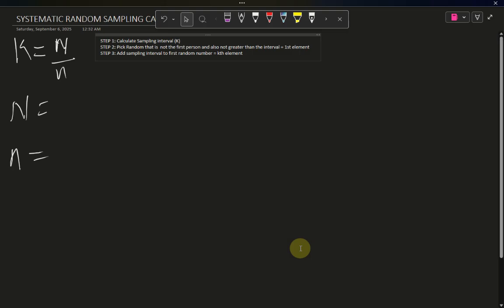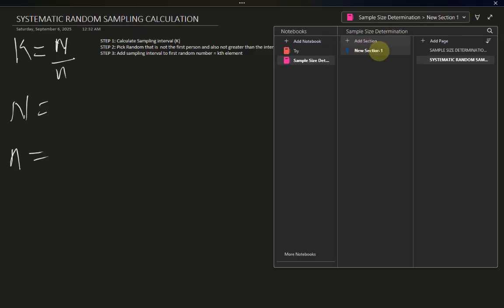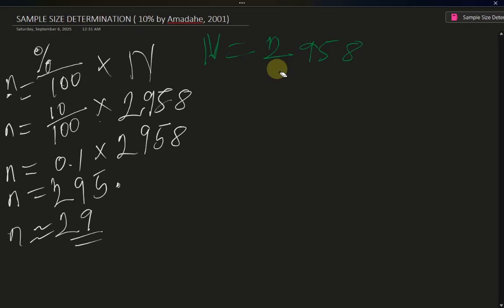So now, is this the third formula? No. This formula, you use it specifically for systematic random sampling, after you have determined your sample size, which you would have done here.